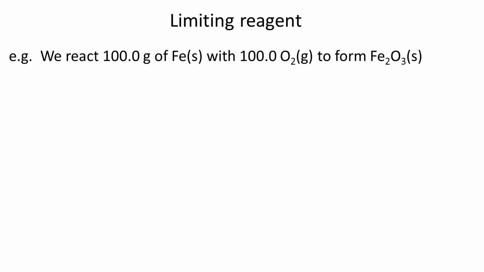Finally, if a recipe calls for 3 eggs in a cake, then a dozen eggs can only produce 4 cakes, even if you have an infinite amount of milk, sugar, and flour. We would label the eggs as the limiting reagent. The same applies to chemistry.